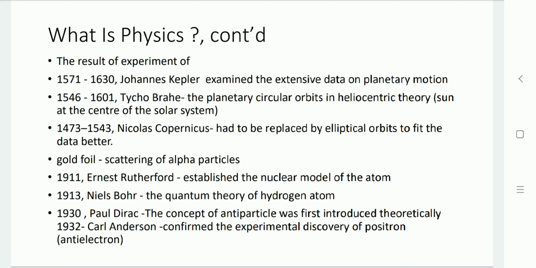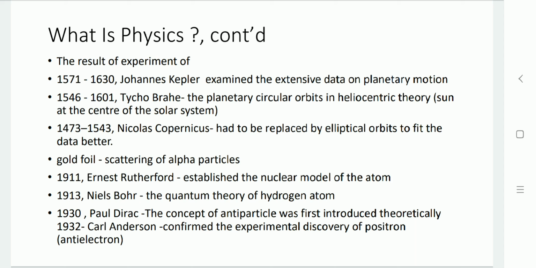Johannes Kepler gave the planetary motion and extensive data. Brahe defined that whatever Kepler suggested, the circular orbital path does not exist, but that orbital path is elliptical rather than circular orbits. Nicolaus Copernicus replaced them with elliptical orbits to fit the data better by providing fitting parameters, which are constants to avoid the discrepancy between mathematical analysis and actual experimental data.